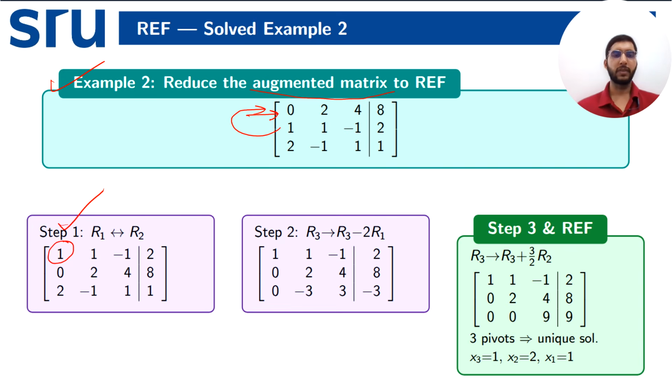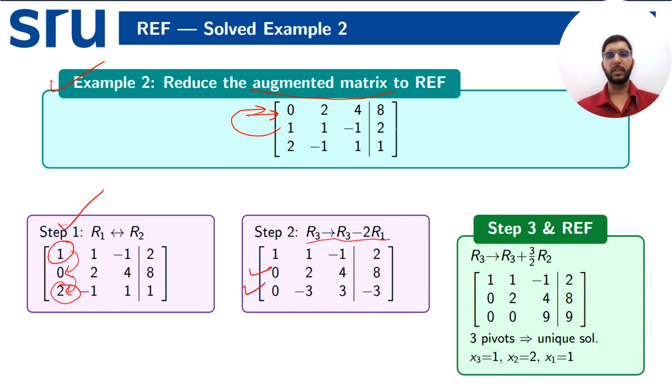Now 1 is the pivot entry. Here it is automatically 0, and in the third row at first place, that is 2. So we are required to make this 2 equal to 0. So I simply applied the operation, that is row 3 changed to row 3 minus 2 times R1. So it makes 0 at both the places in the first column.